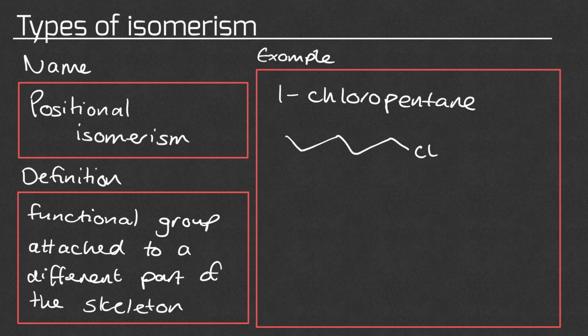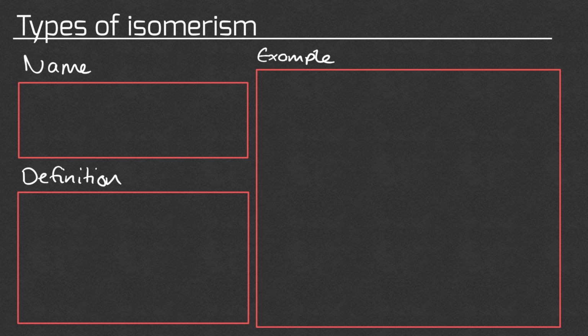So for example, this is 1-chloropentane. The chlorine is on carbon 1 of the pentane chain. But we could also have 2-chloropentane here, or 3-chloropentane here. So we would say that these are positional isomers of each other. They've got the functional group attached to a different part of the skeleton. They're also structural isomers of each other, but positional isomerism is a subset of structural isomerism. The final subset of structural isomerism is functional group isomerism.